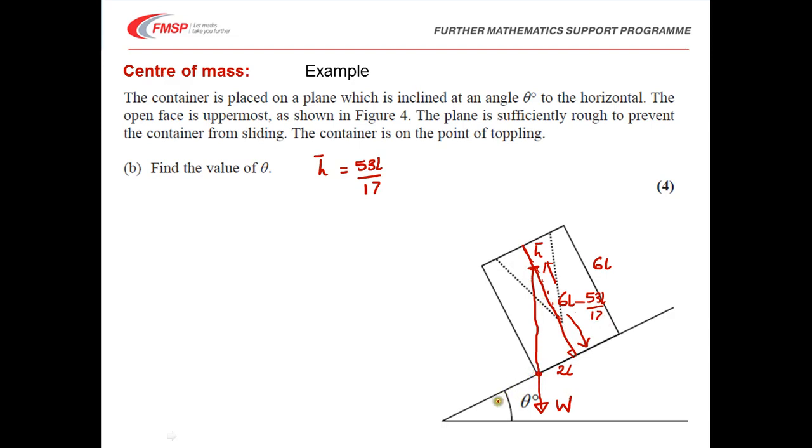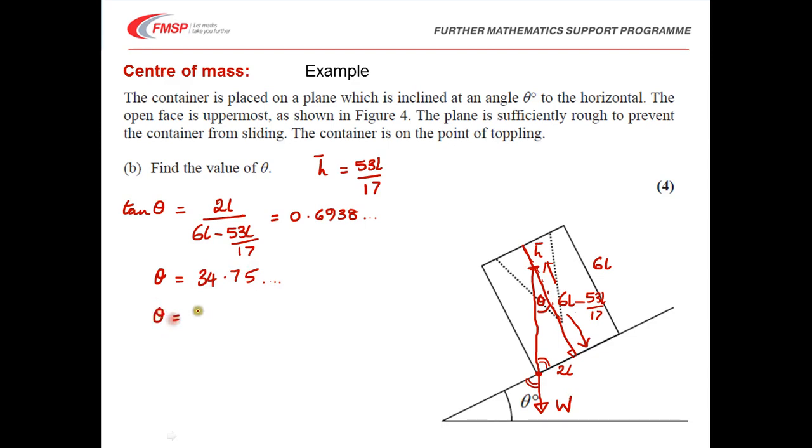In actual fact, if we work this through, the angle made with the horizontal is theta, so this angle is 90 minus theta, so this angle here is theta, and we now have enough information to be able to find theta. So tan theta, opposite over adjacent, that's 2L over 6L minus 53L over 17, which is a horrible clumsy fraction, but you can see there that the values of L are going to cancel away. We're left with 2 over 6 minus 53 over 17, which is about 0.6938, etc. And your calculator then can give you a value of theta, which is 34.75, and I'm going to round that just to 3 significant figures for the time being. So 34.8 degrees to 1 dp, or 3SF.